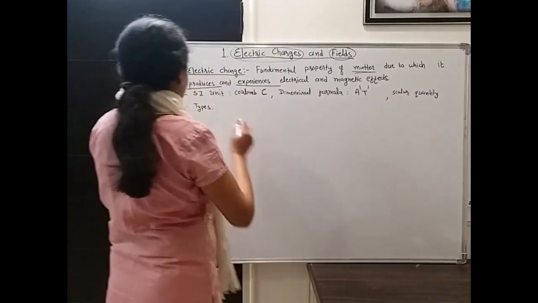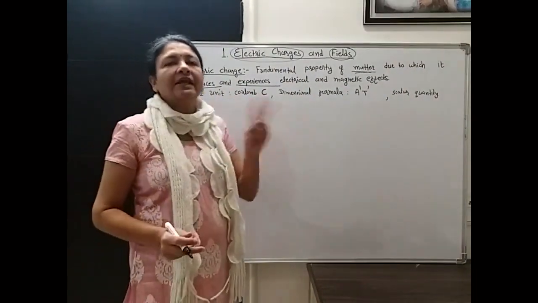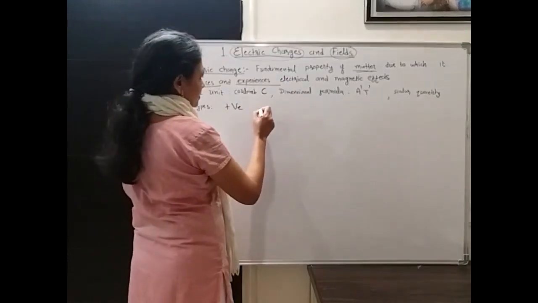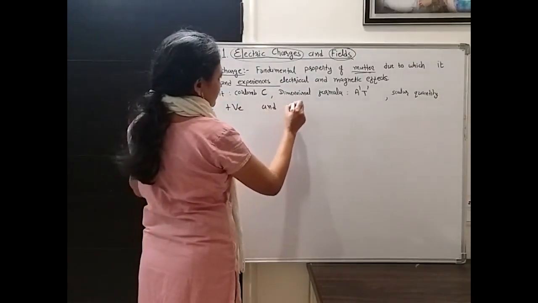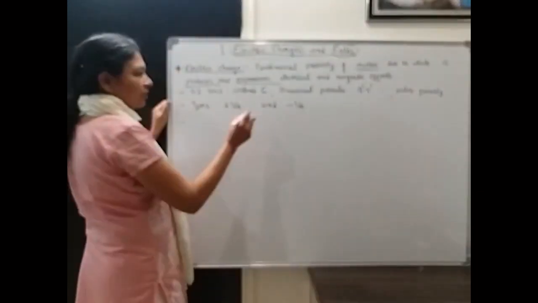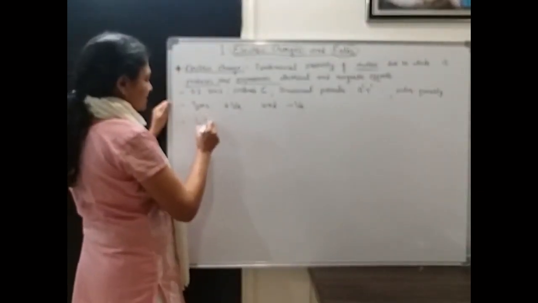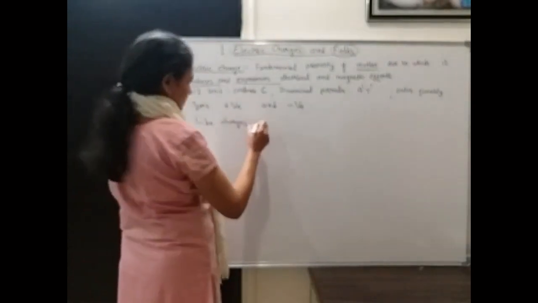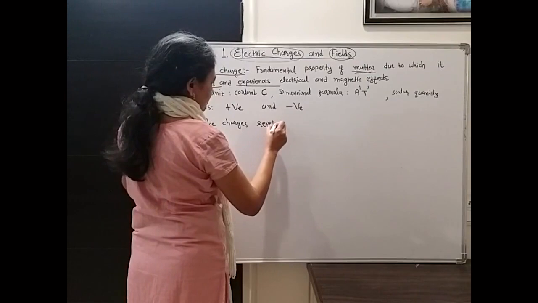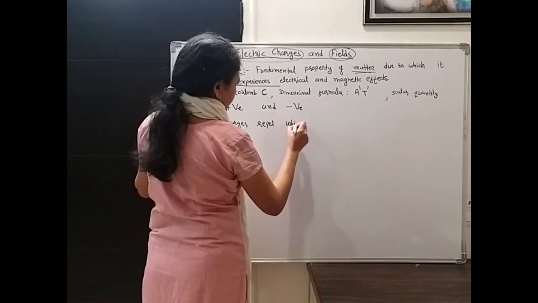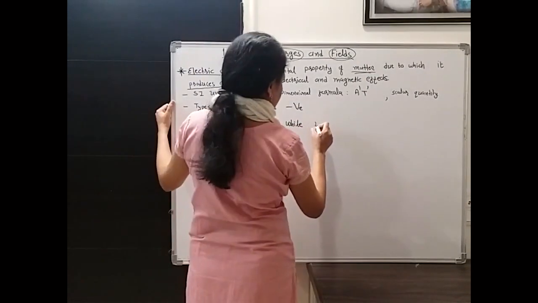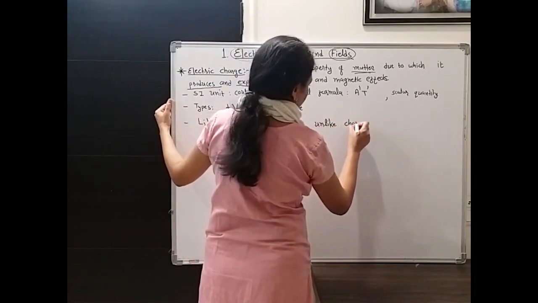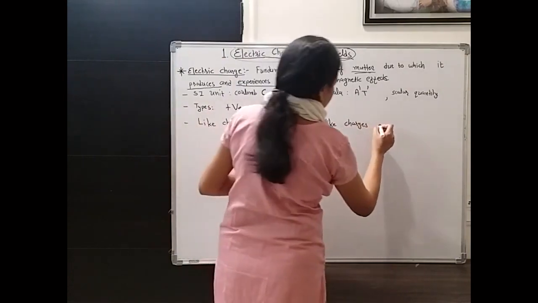Okay. Now all of you know that there are two types of electric charge. One is positive, another is negative. Also all of you know that like charges repel each other, while unlike charges attract each other.